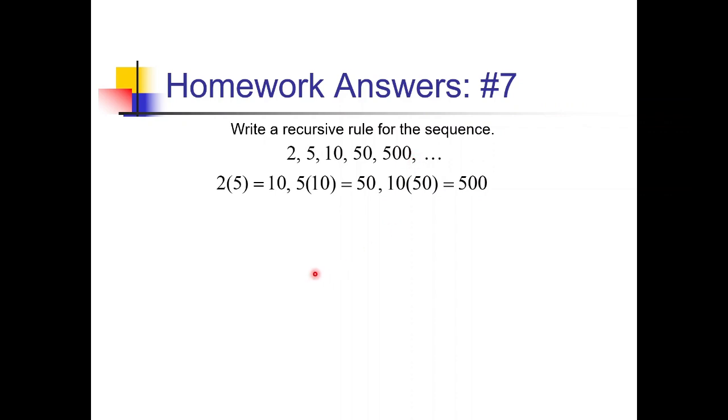Because I use 2 terms at once, a recursive rule for this is going to require 2 base cases. So I need to spell out a1 equals 2 and a2 equals 5. That's the starting point for this. And then to get a sub n, I just need to do a sub n minus 2 times a sub n minus 1. So second to last term times last term.